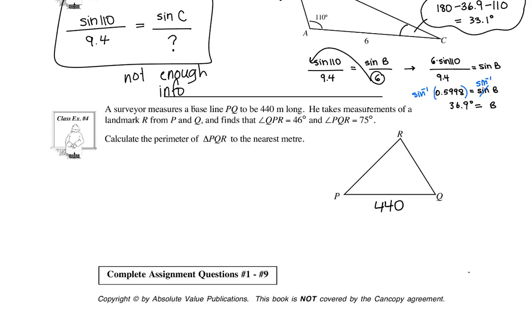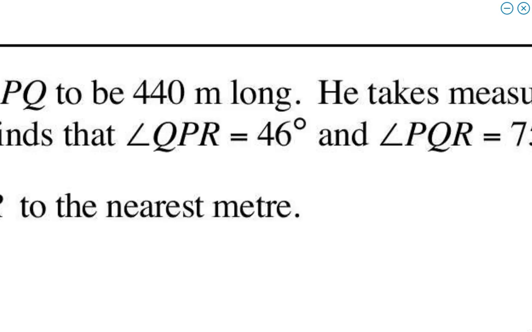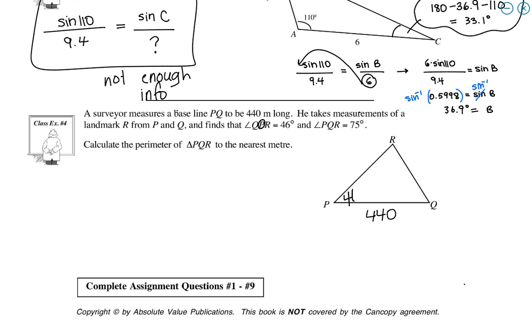So PQ, right here. That's an easy one. Then he takes these measurements and finds that, okay, now this is the tough one. Some people will forget this. Angle R is 46. Okay, good, you're listening. Angle P is 46. And then the next one, angle Q is 75.